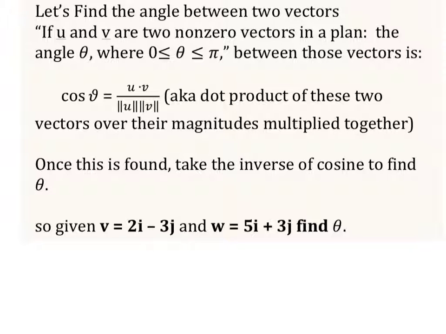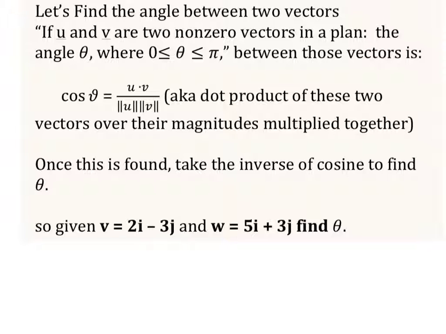Alright, so now we want to use the dot product to find the angle between two vectors. If you have two vectors, u and v, and they're non-zero vectors in a plane, the theta, or angle between the two vectors, is always going to be between 0 and pi. Okay, so 0 and 180. It will never be larger than 180.